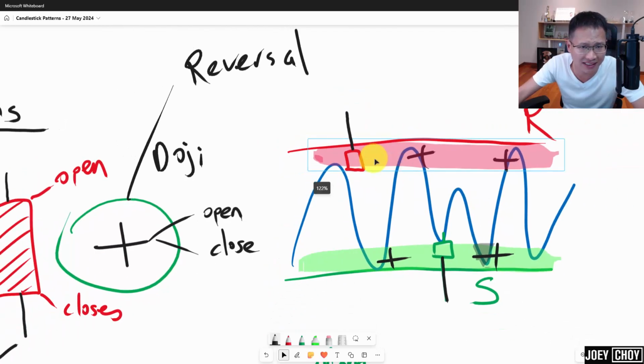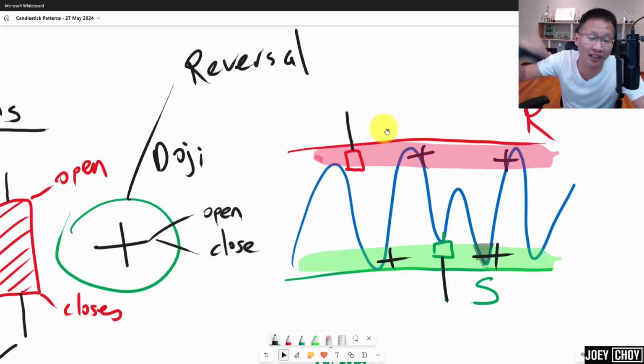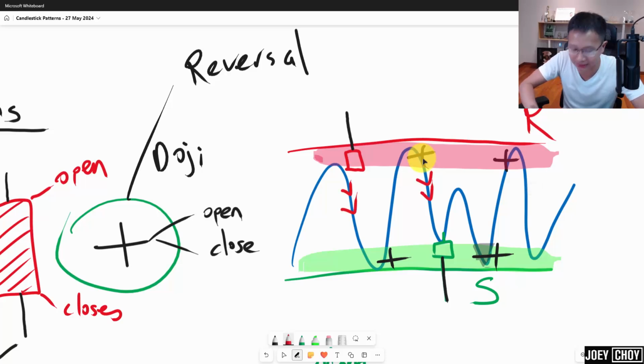So if you sit near a resistance level, where many times prices have touched it and come back down, and now you see what we call a shooting star, there's a name for it, this is what we call a shooting star. Well, then you want to be careful. That's where we could potentially see the reversal all the way back down again, just because we spotted this shooting star, or this bearish candlestick pattern.